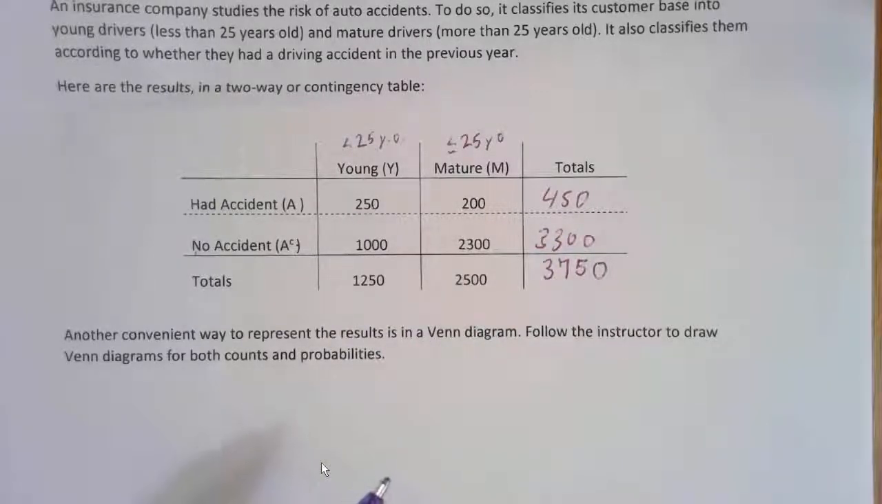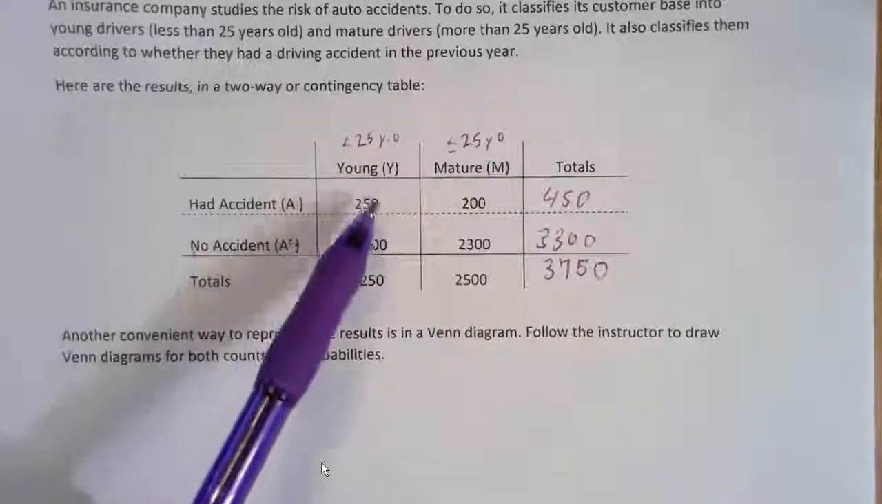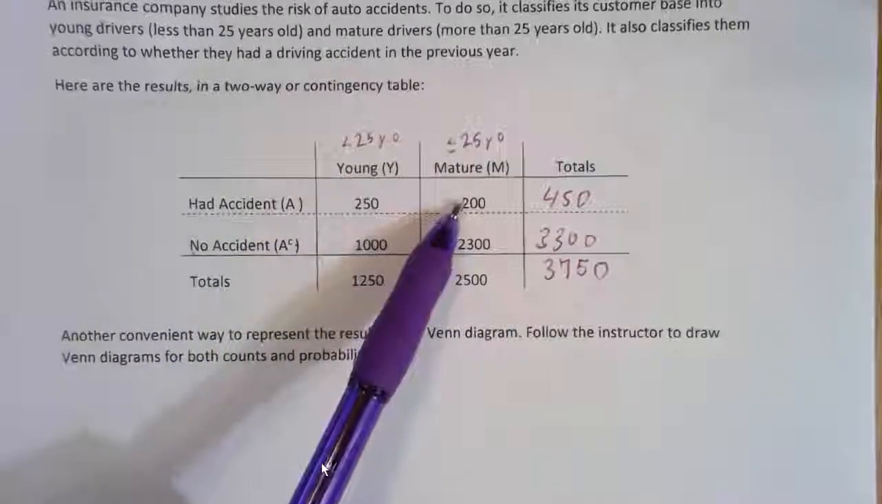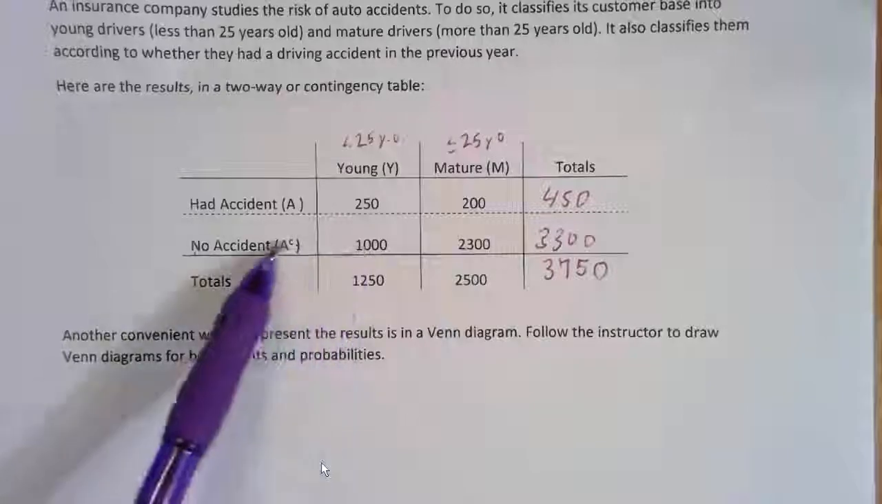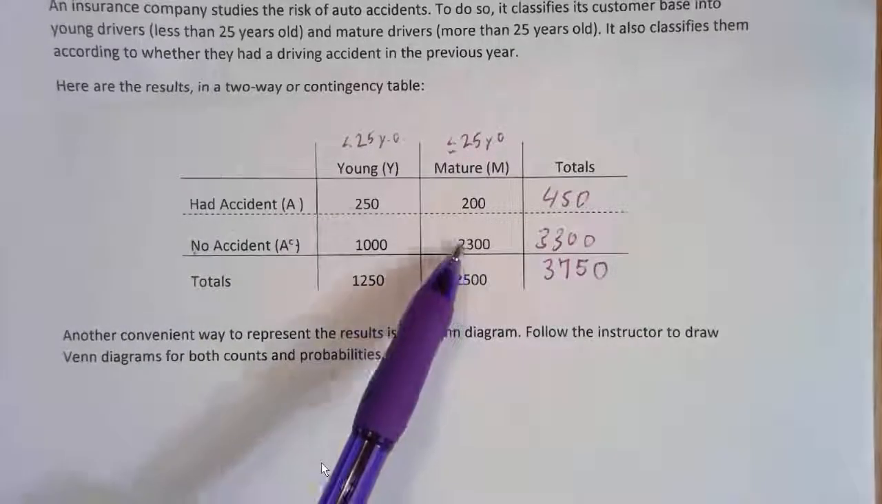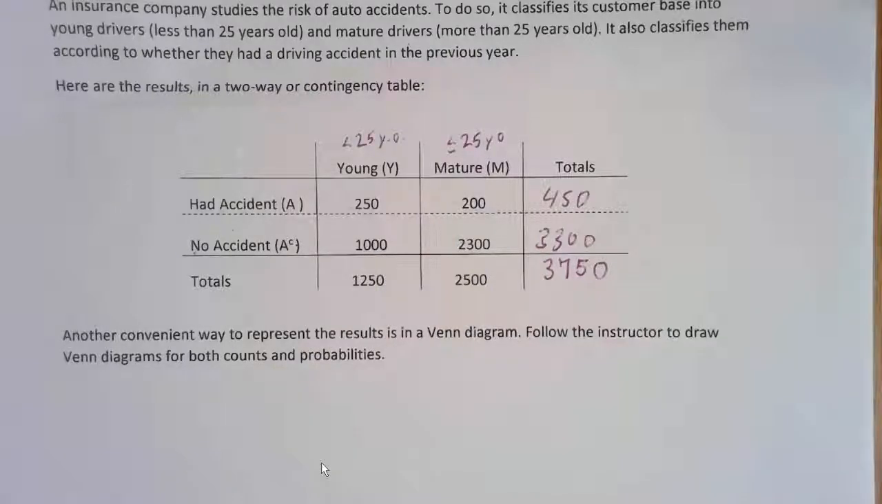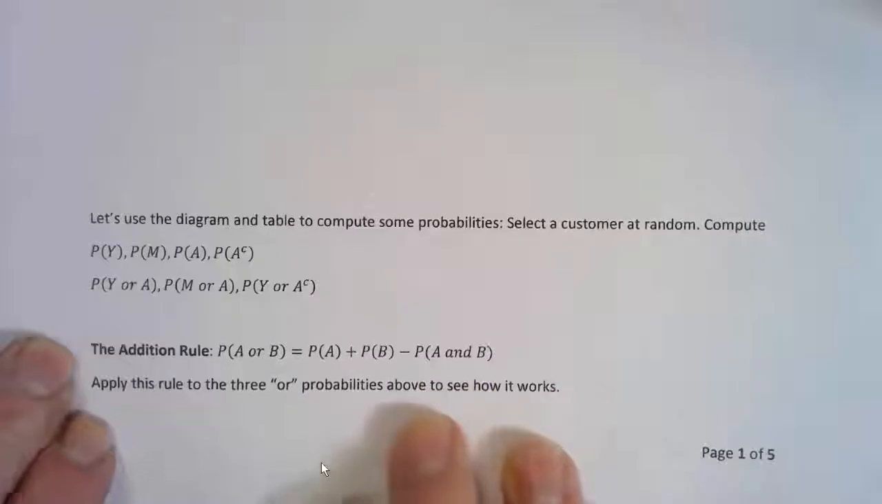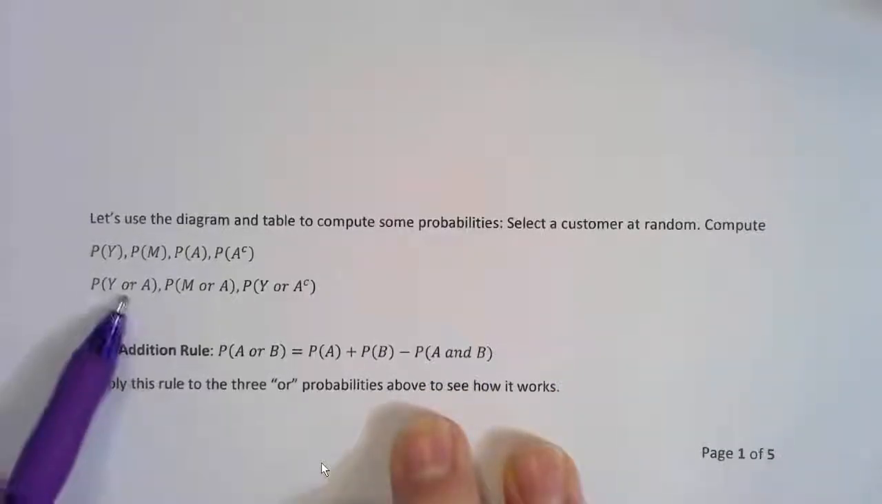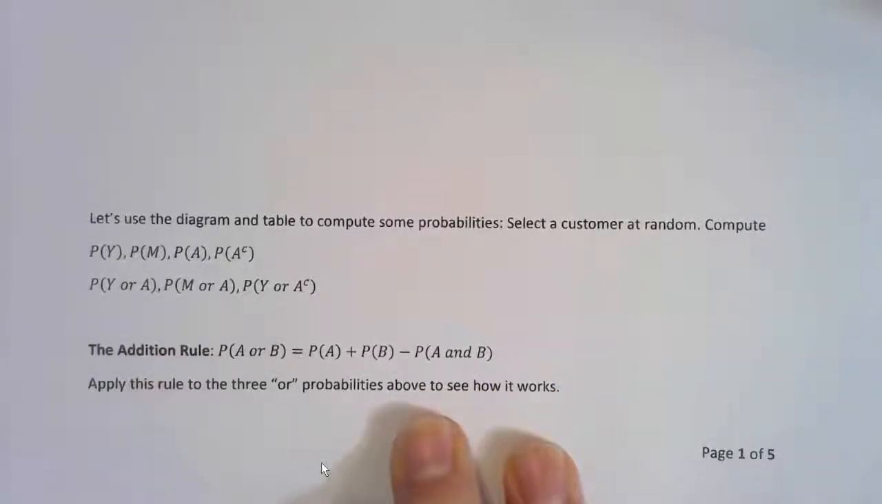The intersections, or the AND probabilities, A and Y, A and M, A complement and Y, A complement and M, all of those come from the interior of the table. Now, that allows us to get everything in this list that doesn't involve an OR. How do we do those?